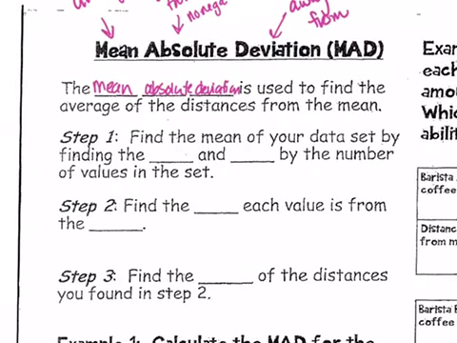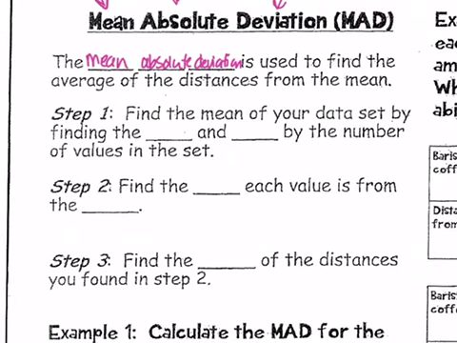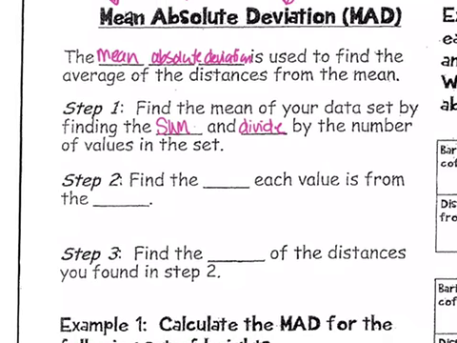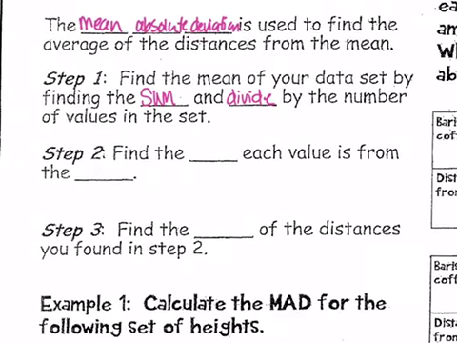So there's three steps to finding mean absolute deviation. Step 1: find the mean of your data set by finding the sum, and then divide by the number of values in the set. So that's just finding the average of the set of numbers you're given. And then step 2, find the distance each value is from the mean. And to do that, to find the distance, we're going to be subtracting from the mean, which you found in step 1.